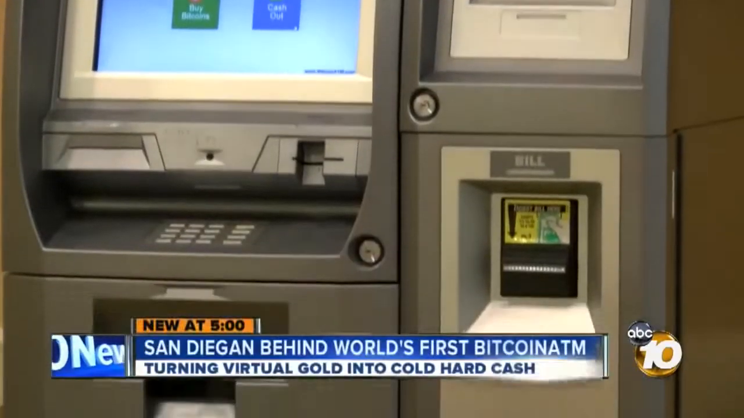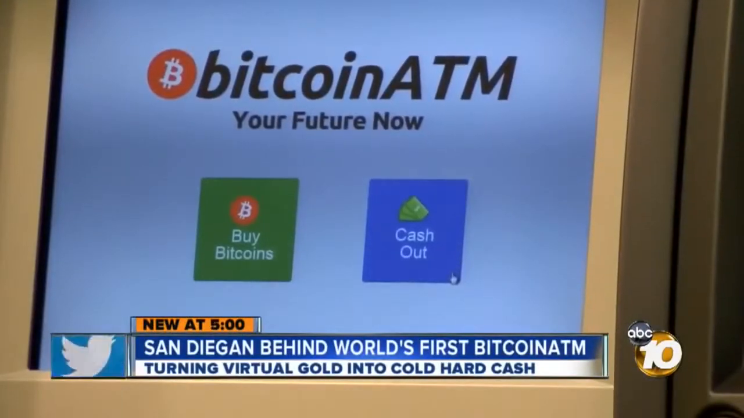Now, if you haven't heard of Bitcoin yet, it is making international headlines and changing the way we exchange money. It is the first of its kind in the world, and today the Bitcoin ATM was unveiled right here in San Diego.